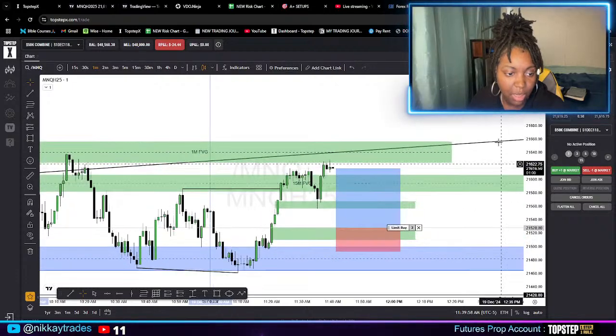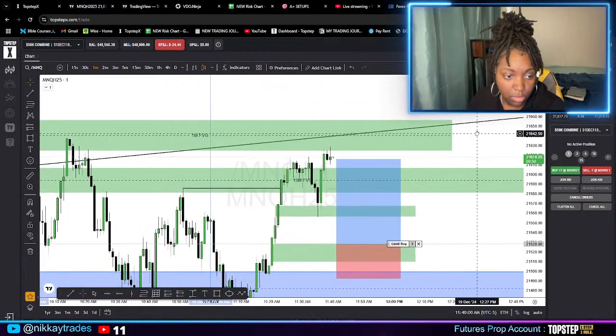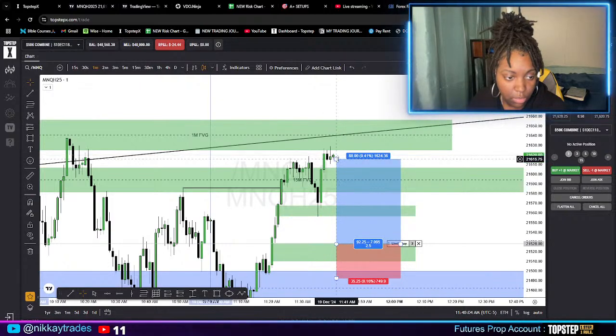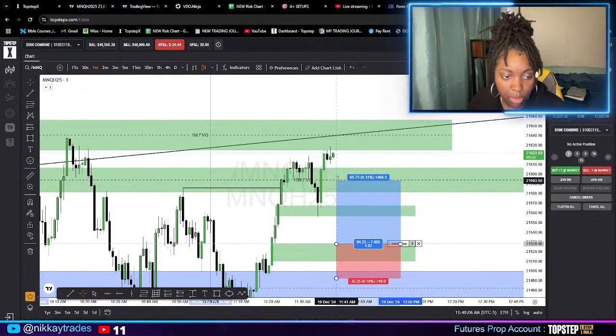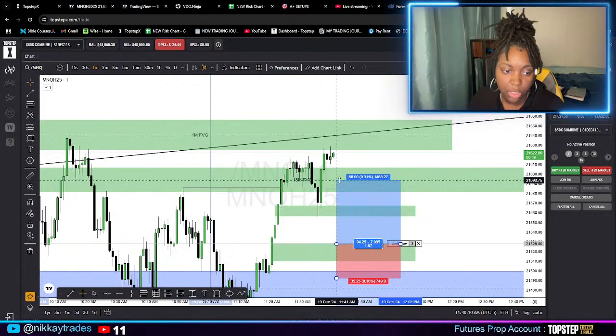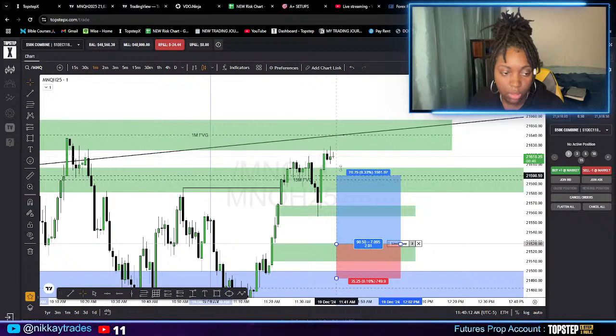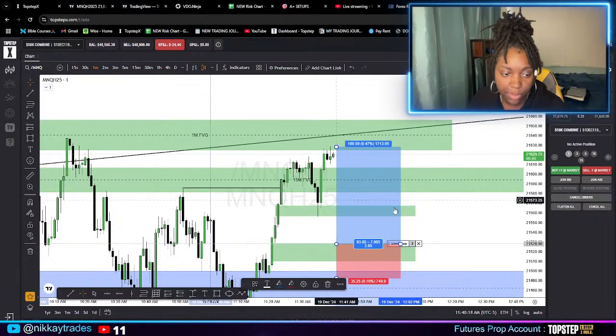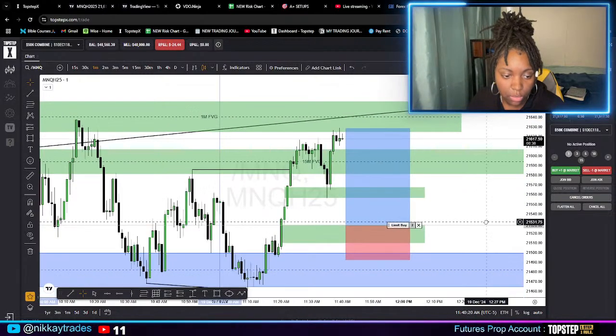And the sky's the limit as far as take profit. But I mean, the way price been moving, it's probably best just to aim between 50 to 100 ticks, or at least take partials at 50% of the way. You know.